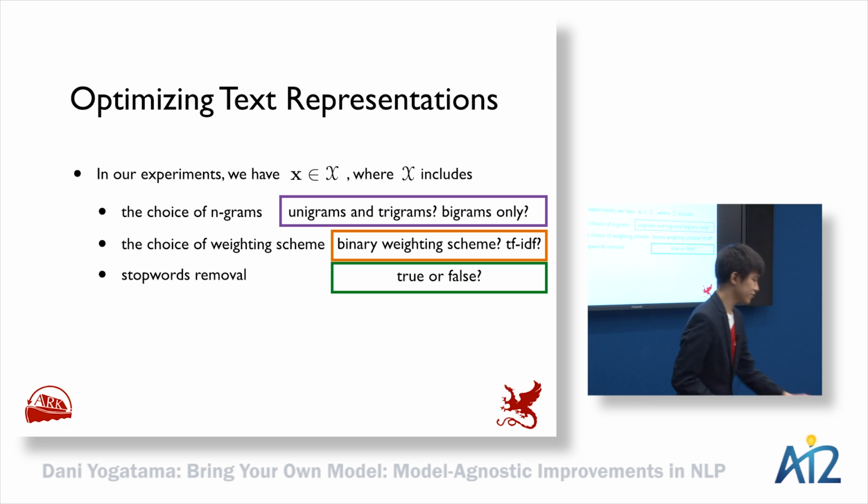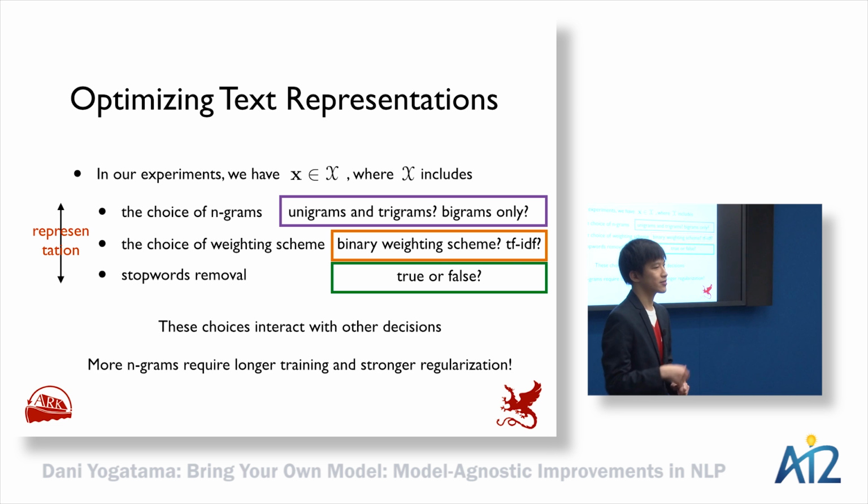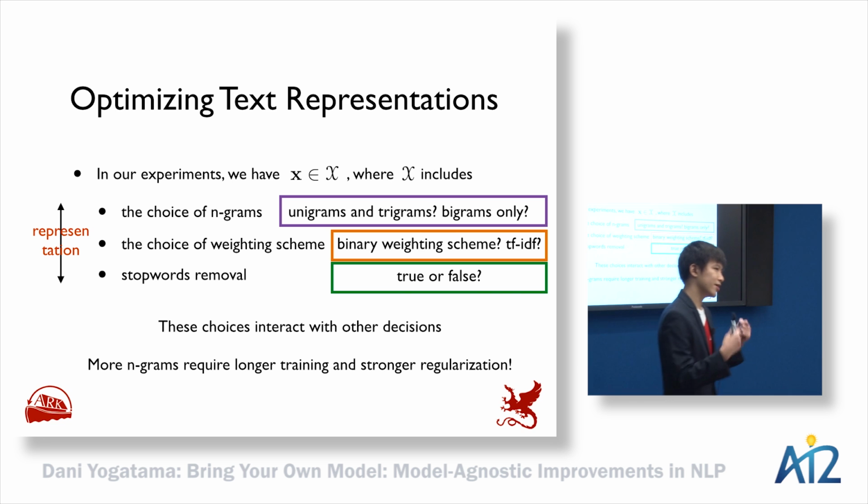Now, this set of choices represents our G functions, basically. These are the choices that directly create our G functions. But these choices also interact with other choices that we make during learning. For example, if we use more n-grams, maybe we need stronger regularization, because we have more features. We probably need to train longer, too. So we're also going to include these decisions that interact with our representations.